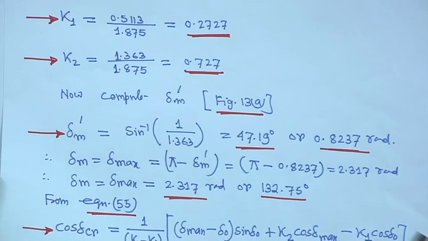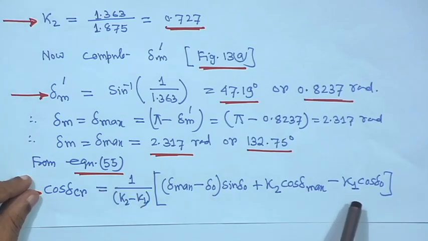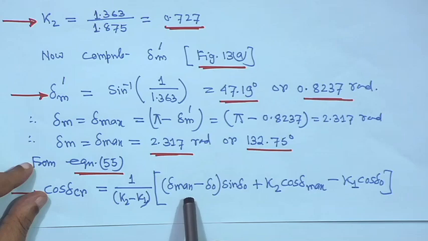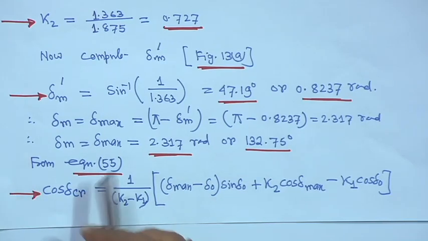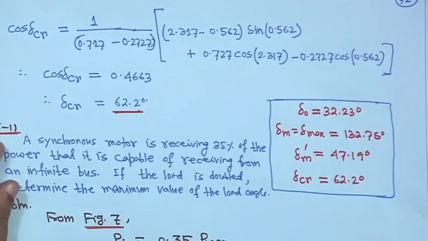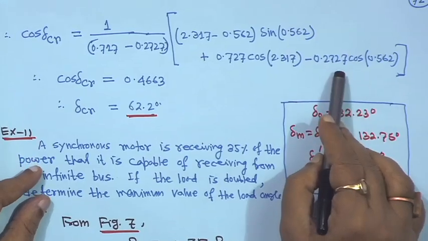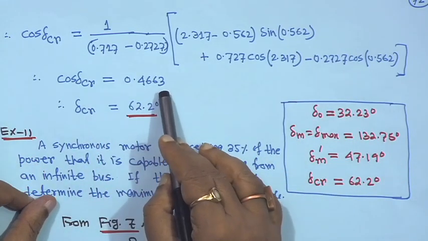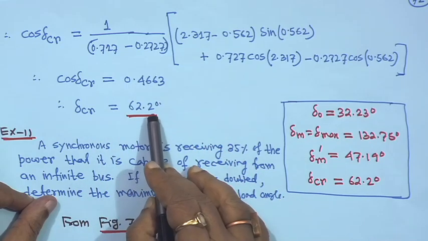Once you have got all this, from equation 55, which has been rewritten, put the k1 value, k2 value, delta max value, delta 0 value, and you will get delta CR. We have substituted all the values in radian. That means cosine delta CR will become 0.46363, that means delta CR will be 62.2 degree.